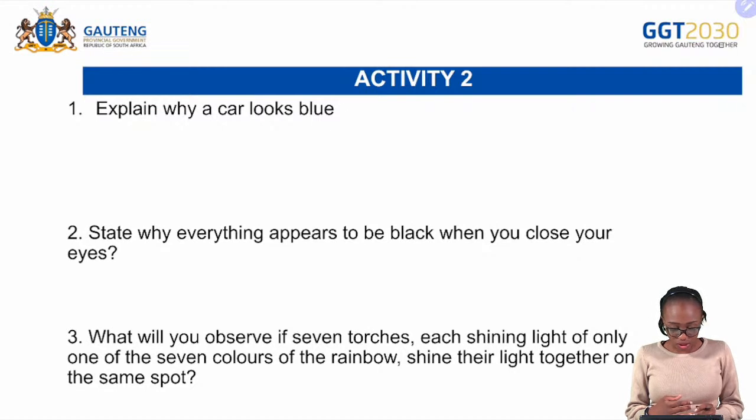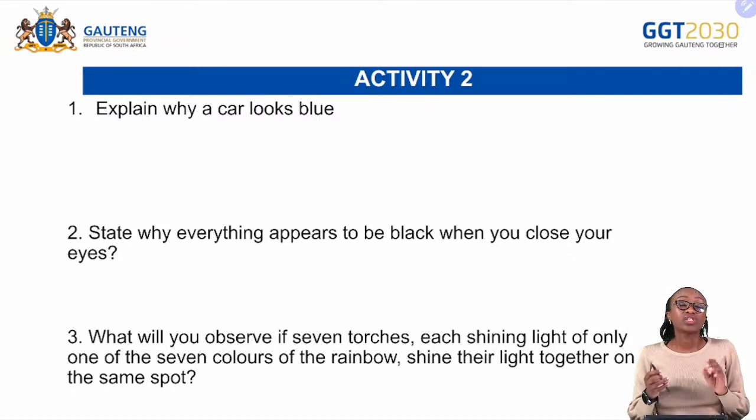And then what will you observe if 7 torches, each shining light of only one of the 7 colors of the rainbow, shine their light together on the same spot? I'm going to give you 5 minutes to answer these questions, and then after 5 minutes, we will do the solutions together.